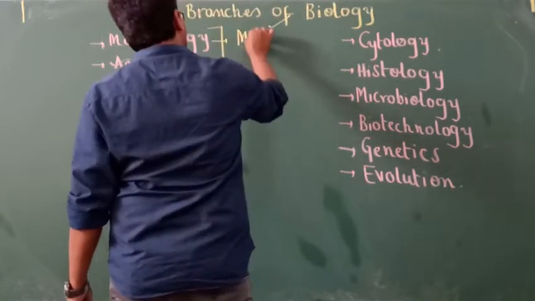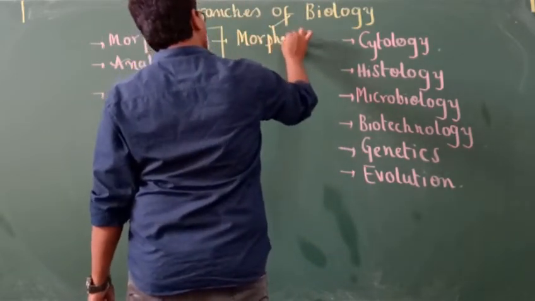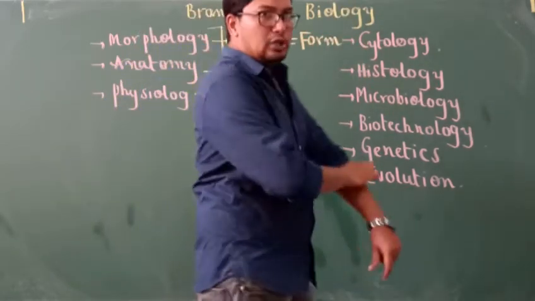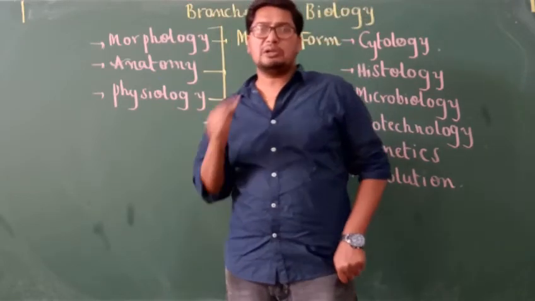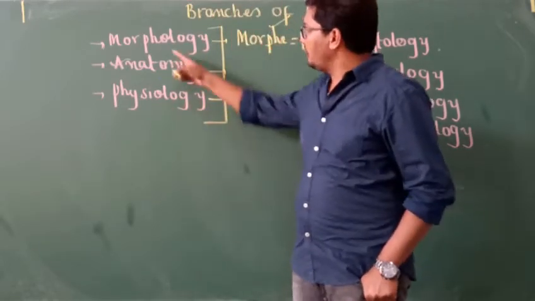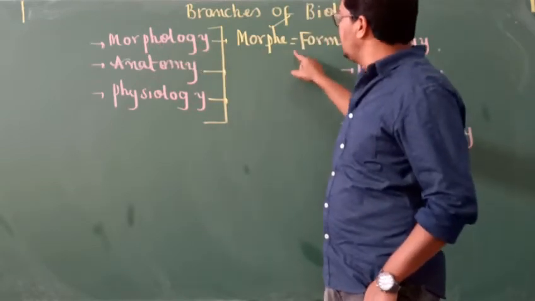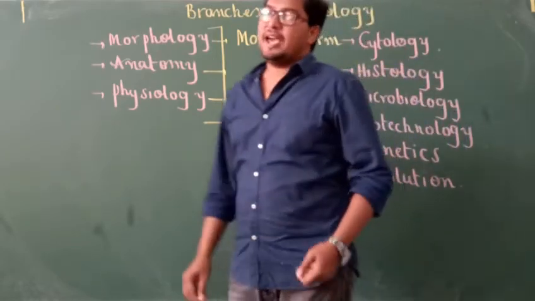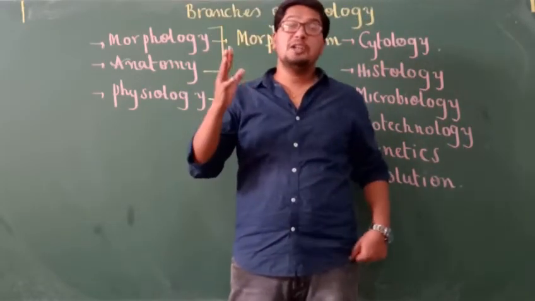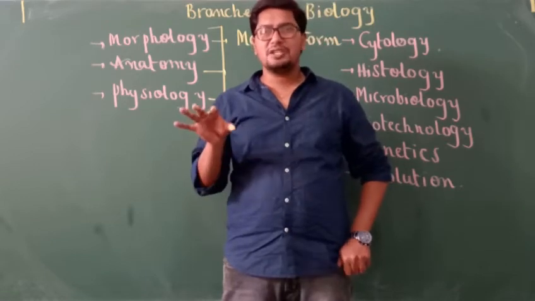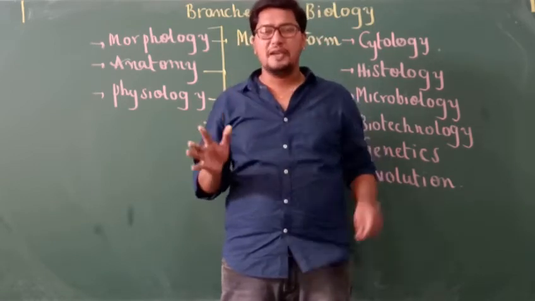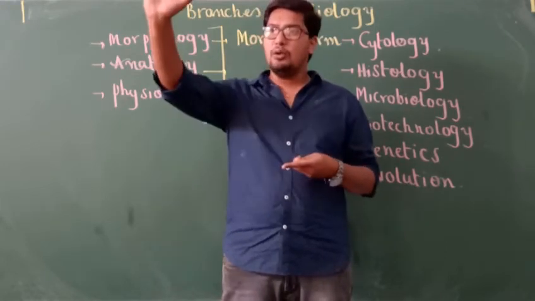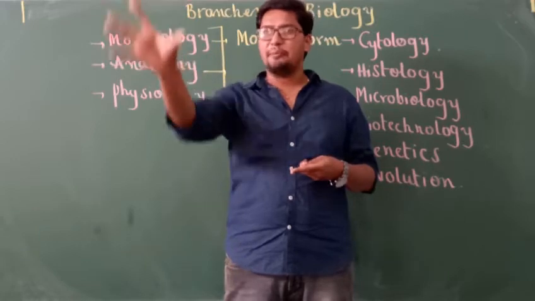Morphology is the combination of two words, morphe and logos. Logos, wherever you come across, is nothing but study. Morphe means form. For example, in the syllabus we have a chapter called morphology of flowering plants. When you are studying morphology of flowering plants, what exactly will we be studying? We will be studying how a flowering plant appears externally.